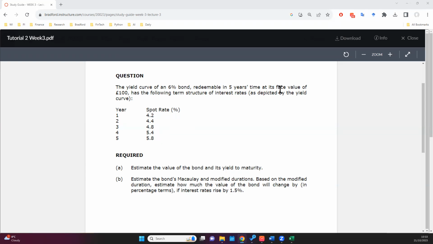So here it is very important to understand the difference between spot rate and yield to maturity. A spot rate, generally speaking, is the yield to maturity of zero coupon bonds with a specific time to maturity. So the question asks you to estimate the value of the bond and its yield to maturity. So let's first focus on part A, estimate the value of a bond. And let me go back to the Excel file.